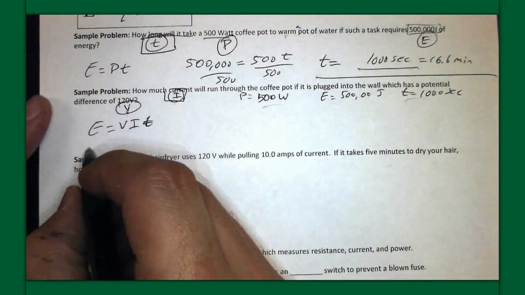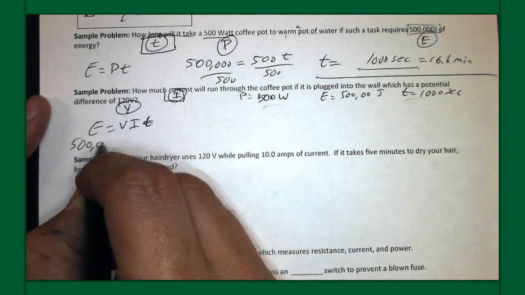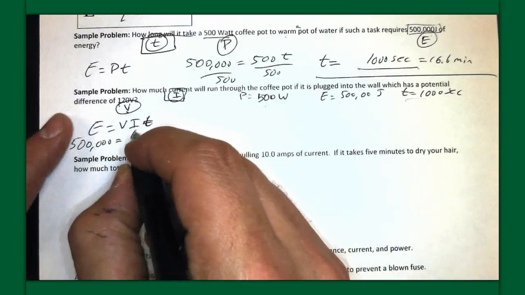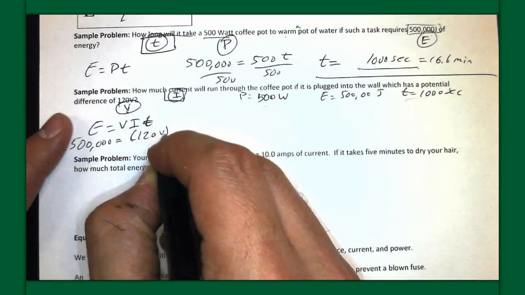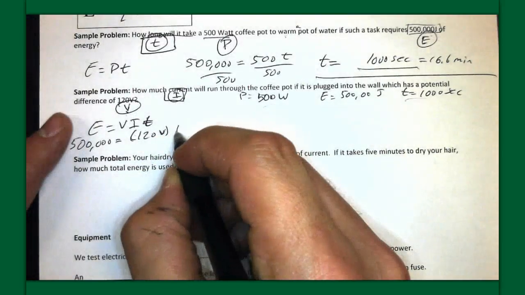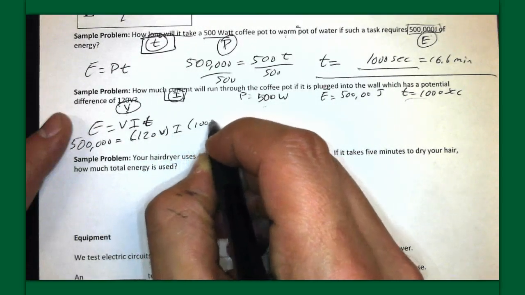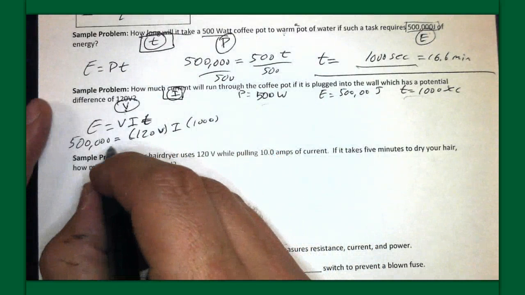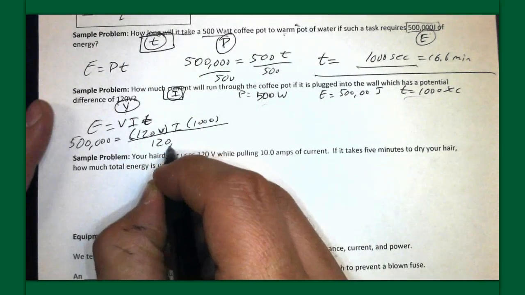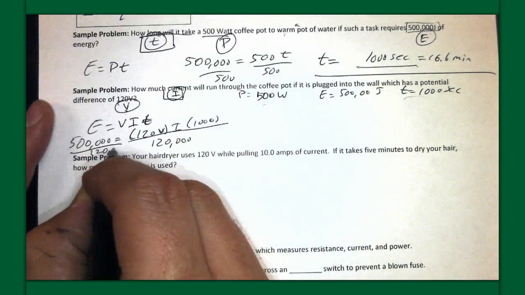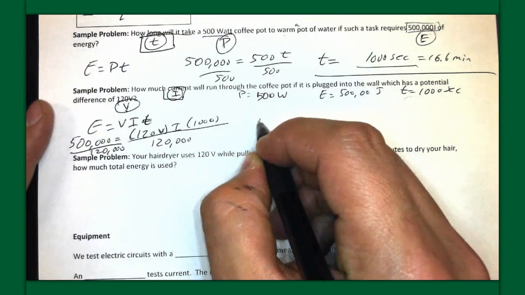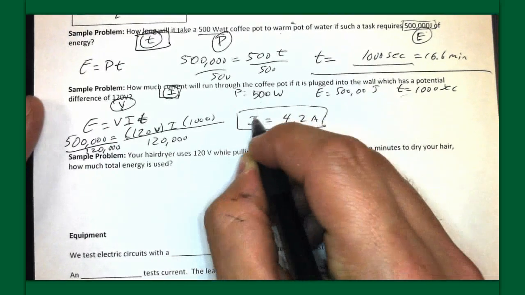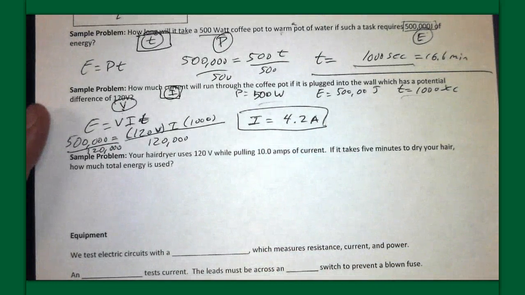E equals VIT here, and we can just plug in what we now know. The energy is 500,000. The voltage is 120 volts. That's the voltage of a normal wall outlet. Current is I, and time is 1,000 seconds. 120 times 1,000 is 120,000, and if you divide by 120,000 on both sides, you would get a current of 4.2 amps. Remember, amps is the unit for current.